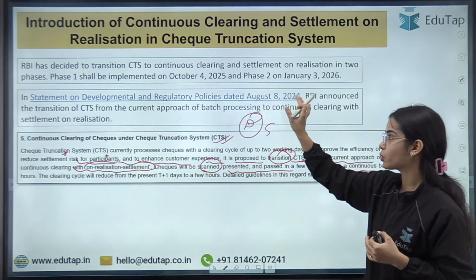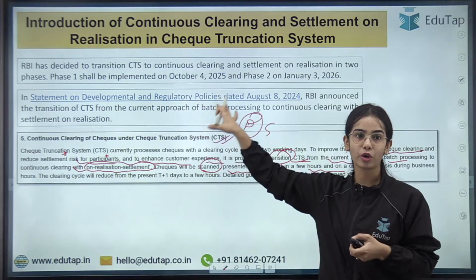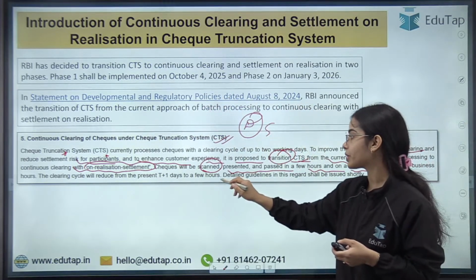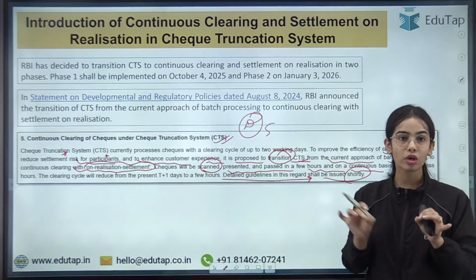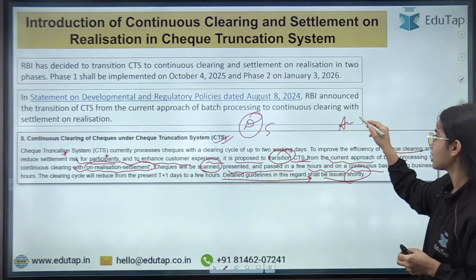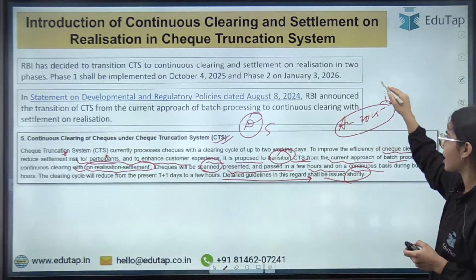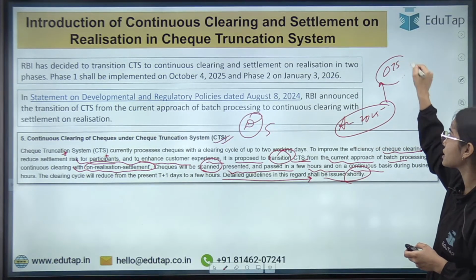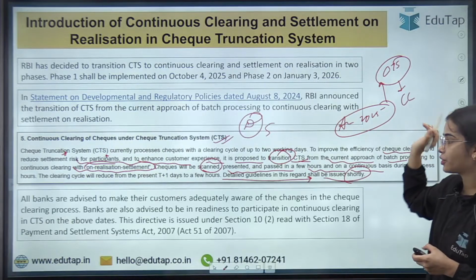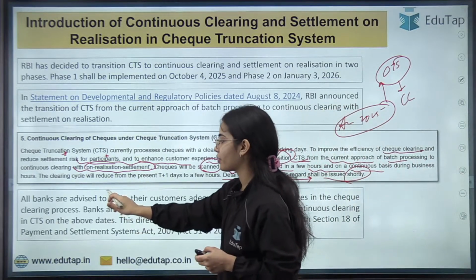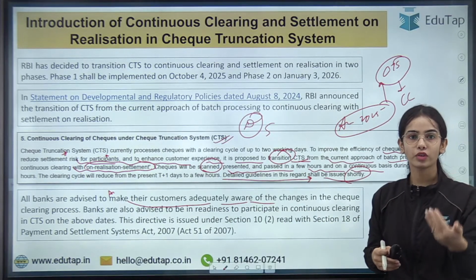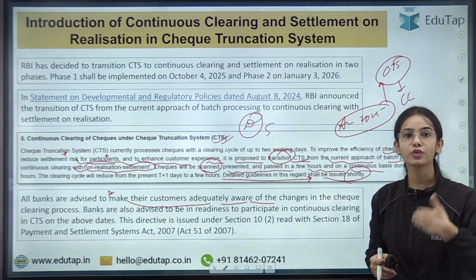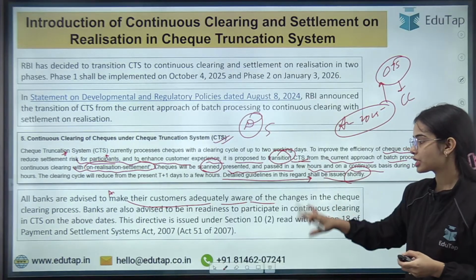In August 2024, in the Statement on Developmental and Regulatory Policies document, it was said that detailed guidelines would be presented in this regard and issued shortly. So in August 2025, the detailed guidelines have been released for the check truncation system to work in a continuous manner. All the banks are advised to make their customers adequately aware that we are moving forward with the check truncation system with the continuous clearing process. So this is the basic idea.